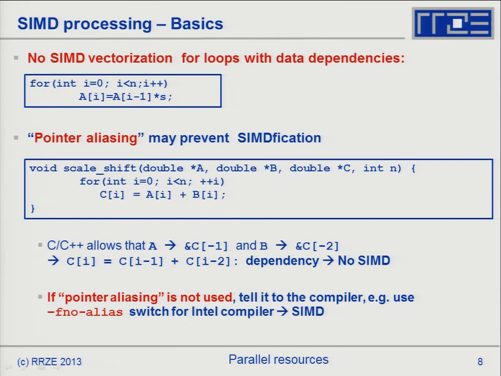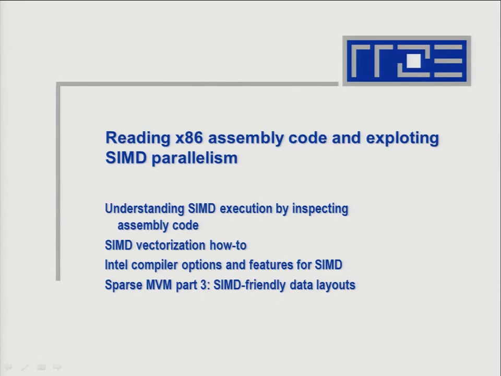Okay, so keep that in mind. If you know that there's no pointer aliasing in your program, which is true for many programs, of course, then just switch it on. And you will see in many cases that performance will go up. Okay, so much for the basics of SIMD and how to help the compiler to make it possible.